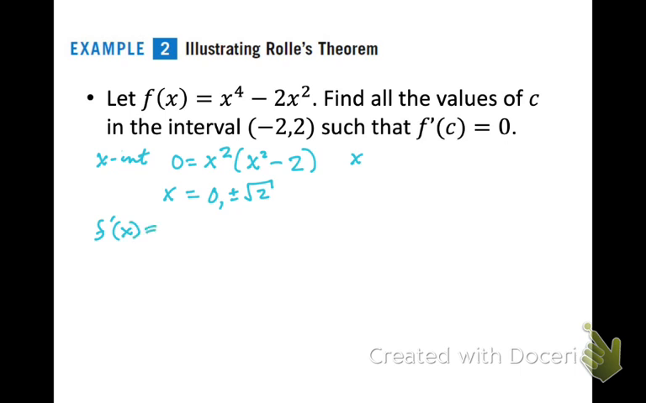And? 4x cubed minus 4x. Okay, and do what with it? That equals 0. Factor out a 4x. And that would leave you x squared minus 1, which would be x plus 1 and x minus 1. So my critical numbers would be what? 0 and plus or minus 1.